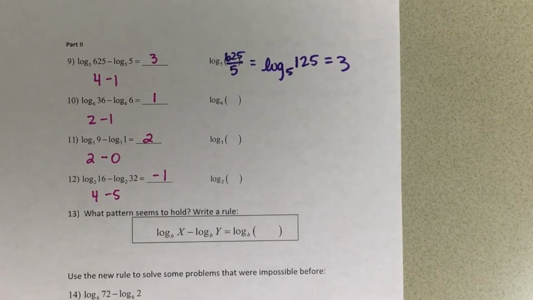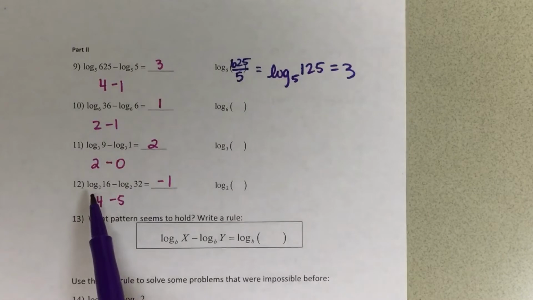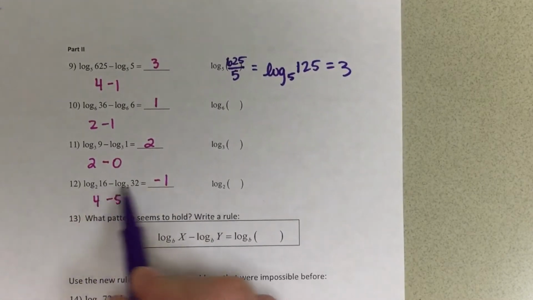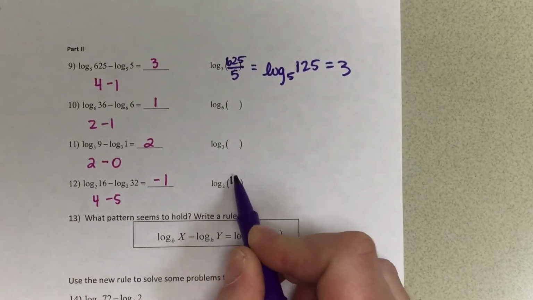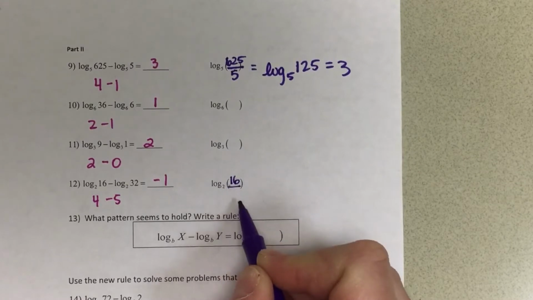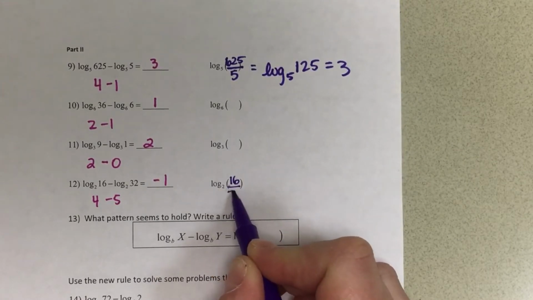So if we were going to take a look at, say, number 12, if I have the difference of those two logs, it becomes the log of a quotient.